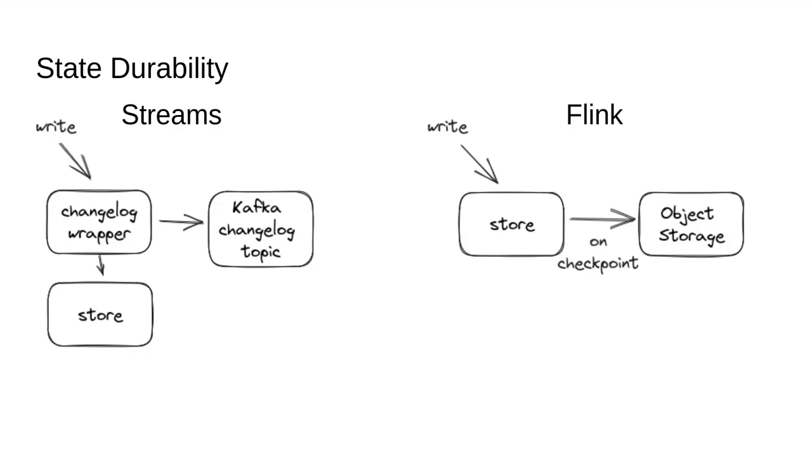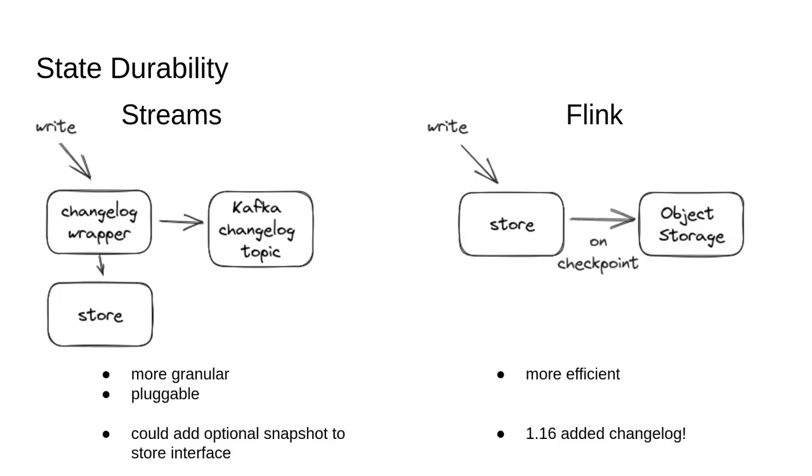The state store implementations in Flink, which also happens to provide a RocksDB backend and an in-memory backend, know how to take a snapshot of themselves. Basically it serializes its state some way and then sends it off to object storage. And then the checkpoint is done and it can proceed down the pipeline. All right, pros and cons.